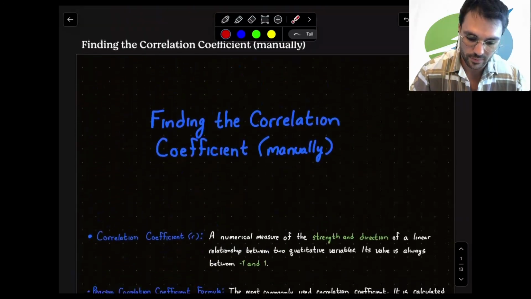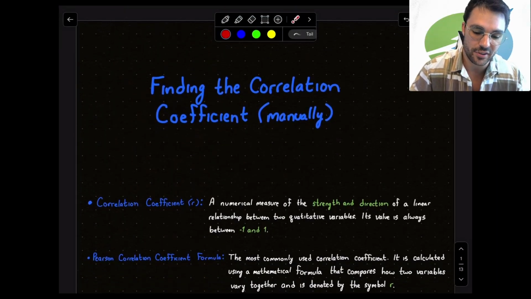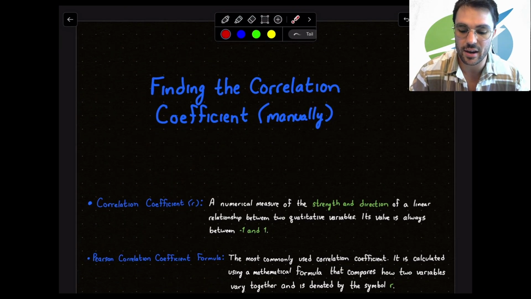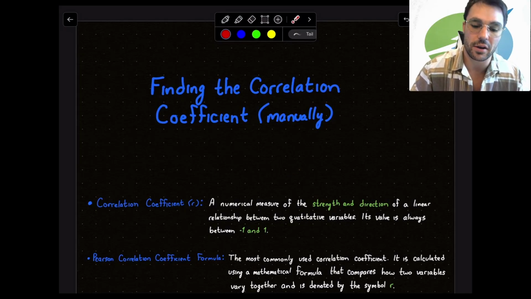Cool. That's everything I have for you on the topic of, what's this called again? I always forget what they're called. Correlation coefficient, how to find it manually. In the next video, I'll show you how to do it with a TI-84, but I think it's good to see how we do things manually first.